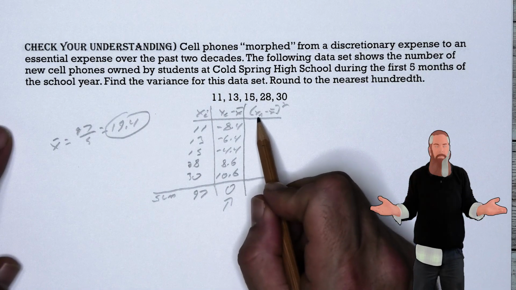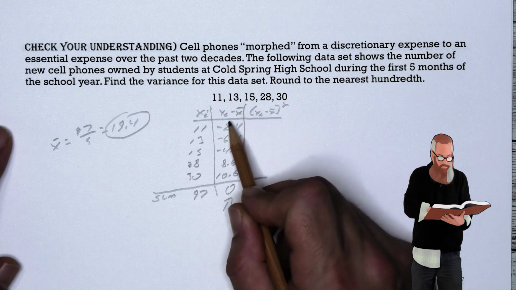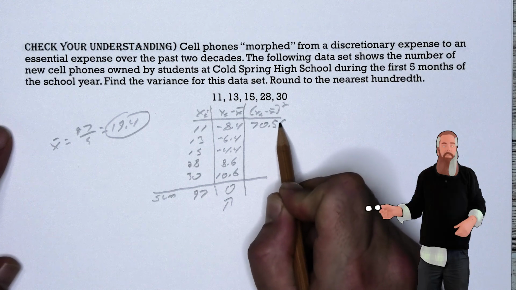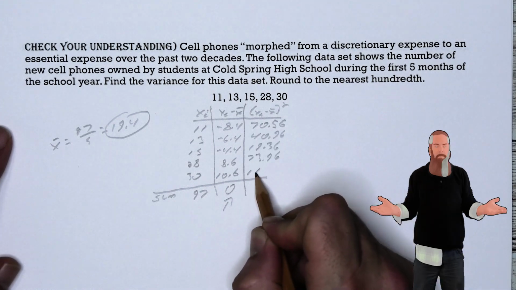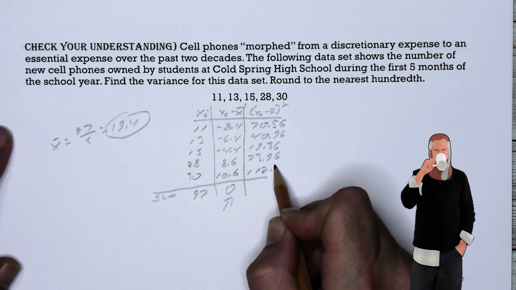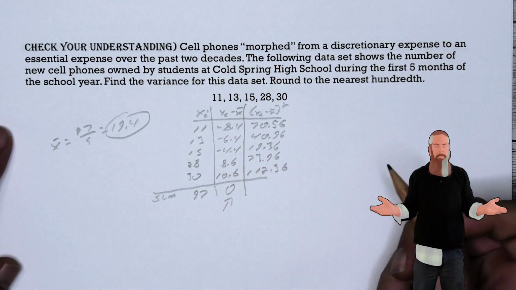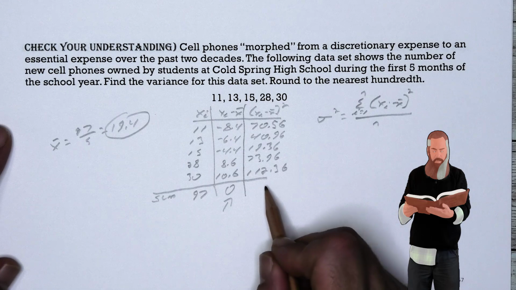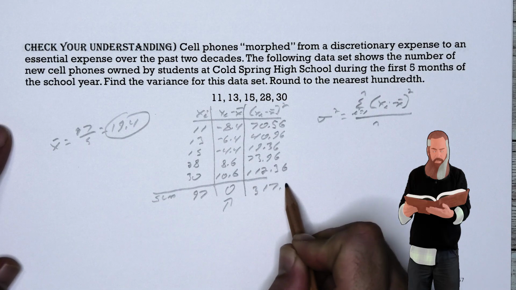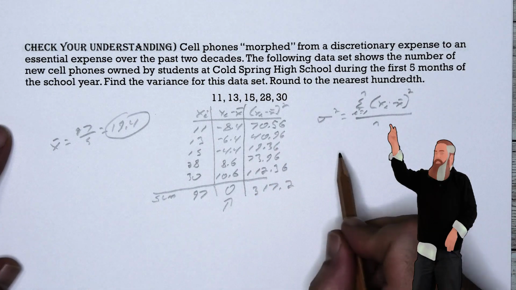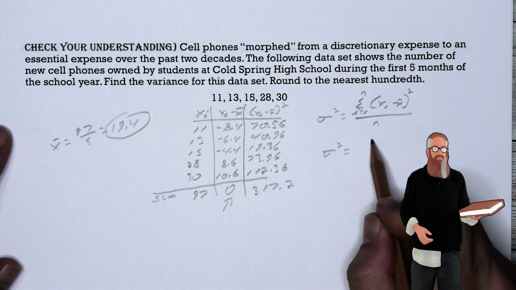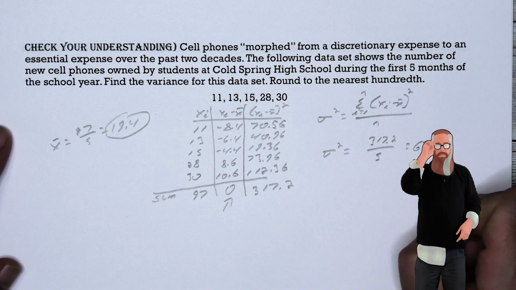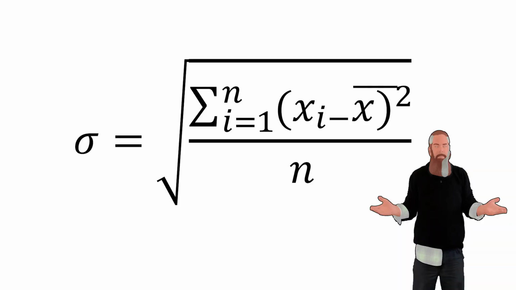In the third column, we're going to do x sub i minus x bar squared, or really, it's that number we just found squared. So 8.4 squared is 70.56. We'll do that to all of them until we get to the last, which gives us 112.36. Now we need to know the sum of this whole column, and we've just written it in sigma notation here. When we add this all up, we get 317.2, and there are still 5 entries. So we're going to get 317.2 divided by 5, or 63.44.